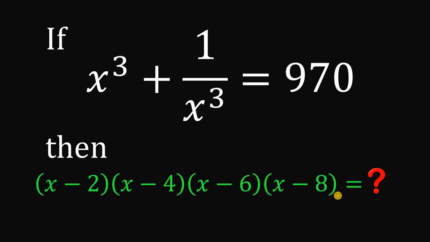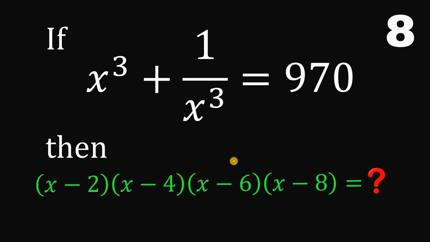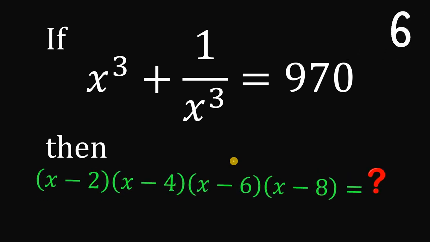For today's video, we will answer a math challenge given by one of our followers. And the question goes like this. If x cubed plus 1 over x cubed equals 970, then what is the numerical value of (x minus 2) times (x minus 4) times (x minus 6) times (x minus 8)? Now you can pause this video if you want to give this problem a try.